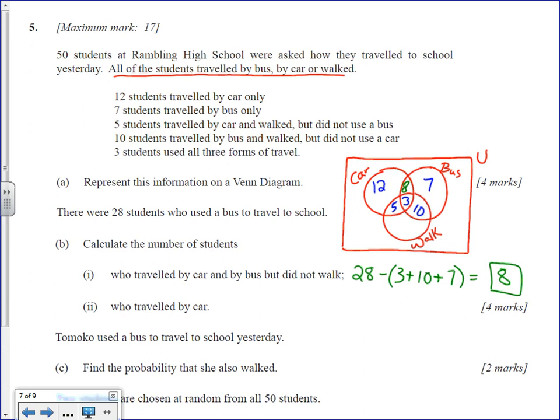Then moving on, calculate the number of students who traveled by car. Easy enough to do. Now we've got them labeled. 12 plus 8 plus 5 plus 3. These are all of the people in the car circle, which is 28.